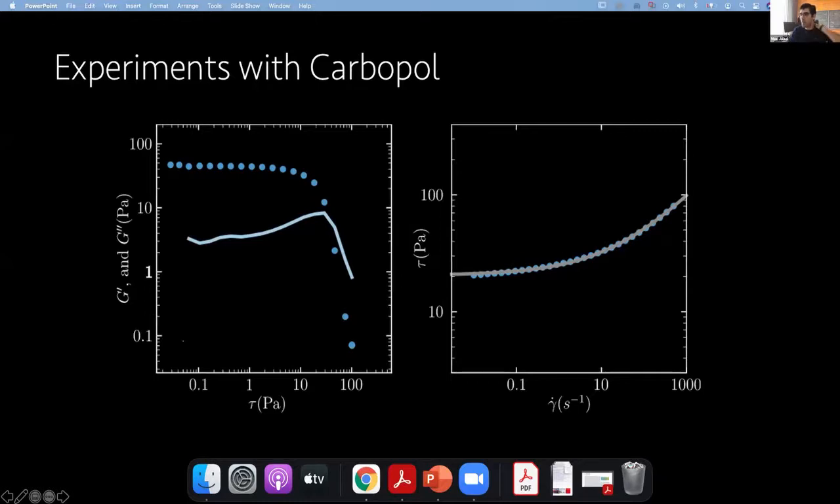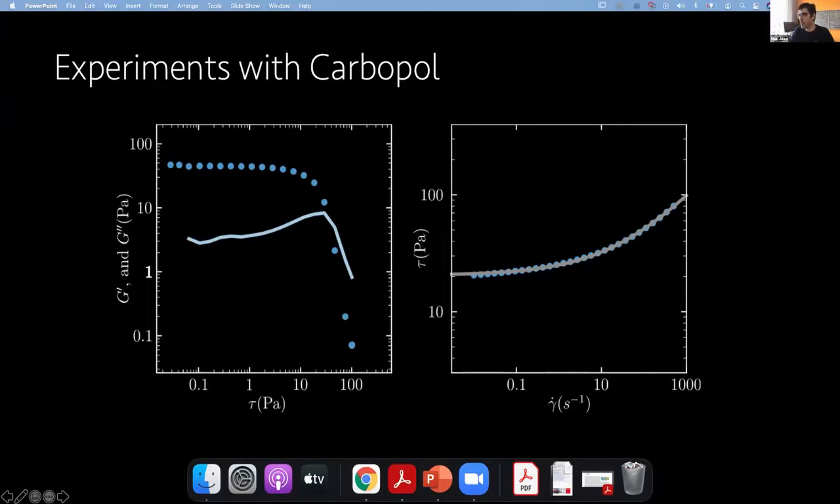So what I'm showing on the left is G prime, the elastic modulus, and G double prime as a function of the stress imposed on them. As you can see, below this critical yield stress, which is around 11 here, the material looks like a plastic solid. It's a viscoelastic material, but it looks like a viscoelastic solid. But above that, suddenly everything starts to flow, and you have a weakly viscoelastic liquid.